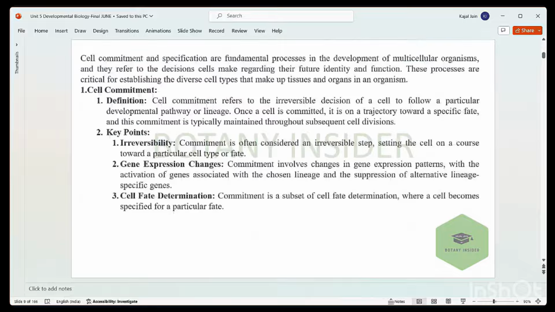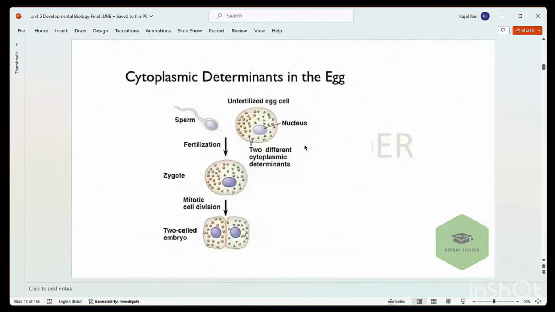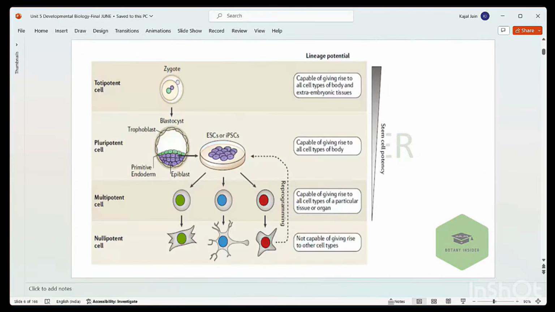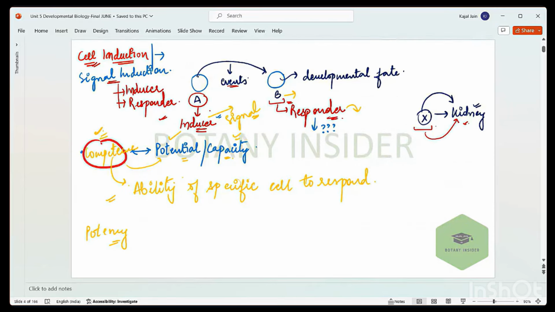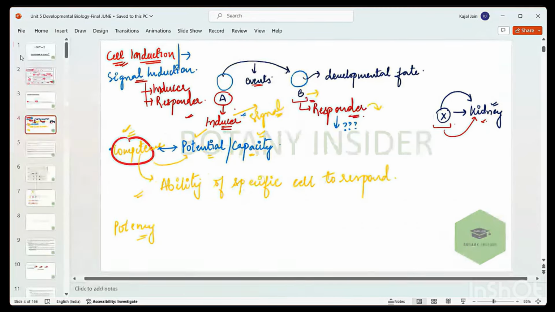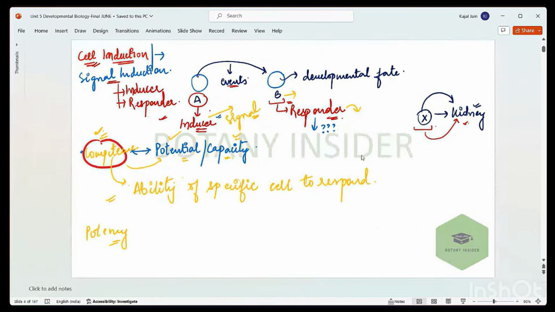Yeah, these are two very small terms. That's why I've not added them separately. So first understand this, and then we'll understand cell potency. But understanding induction and competence is important. Then only you can move forward in this unit. These terms will be repeated time and again in the entire unit. So quickly go through this, everyone. Then we'll start with cell potency. One minute, quickly.